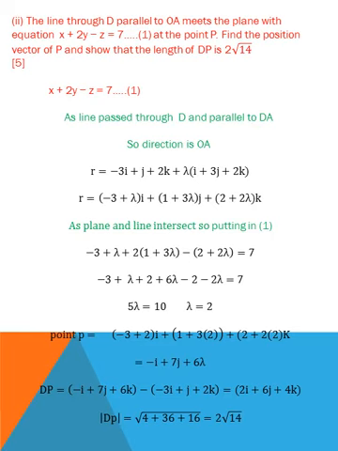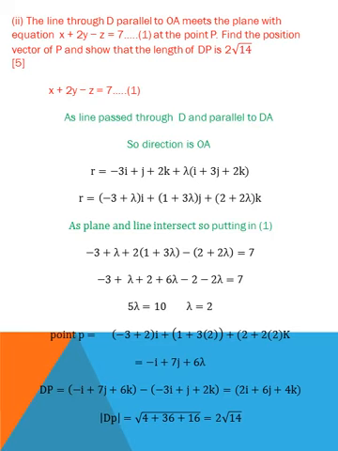In part 2, the line through D parallel to OA meets a plane with equation x + 2y - z = 7 at the point P. Find the position vector of P and show that the length of DP is this. As the line passes through D and is parallel to OA, I use the point D and the direction of OA, lambda (i + 3j + 2k).